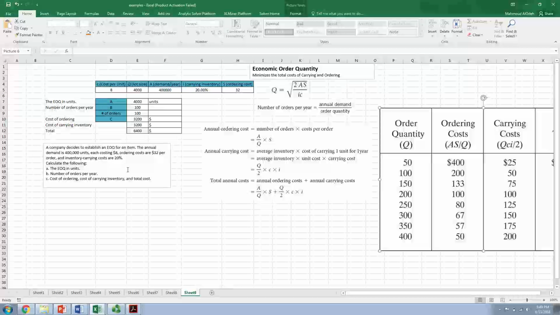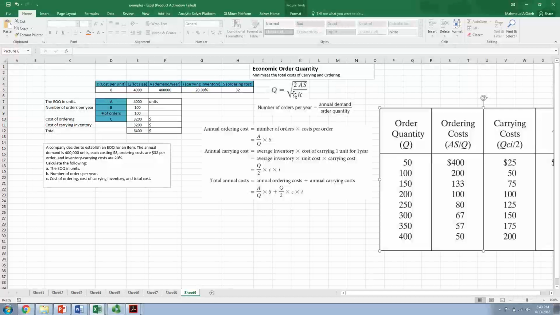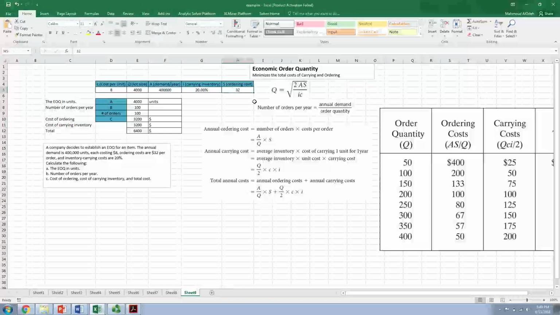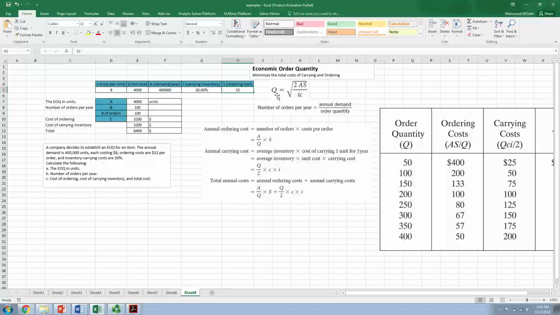Okay, let's start with this equation. We need to find Q, which is part A. Q is equivalent to the square root of 2 times A, where A is the annual demand. S is the shipping fee or the ordering fee, which is $32. I is equal to 20%, the carrying inventory percentage, times C, which is the cost per unit.